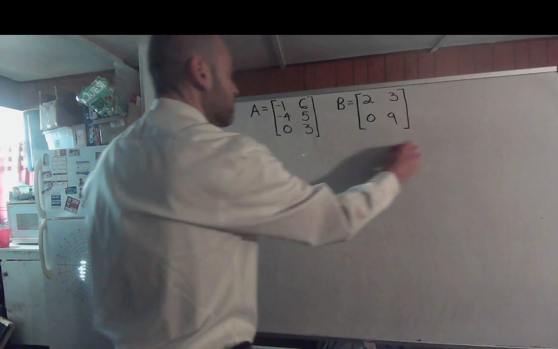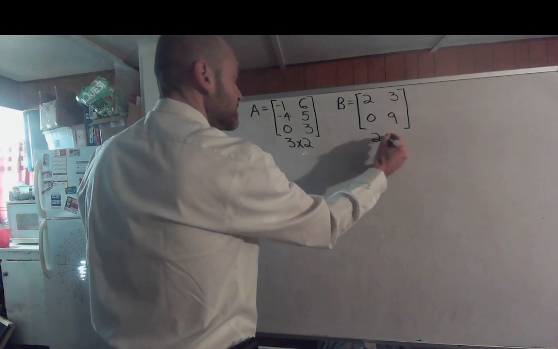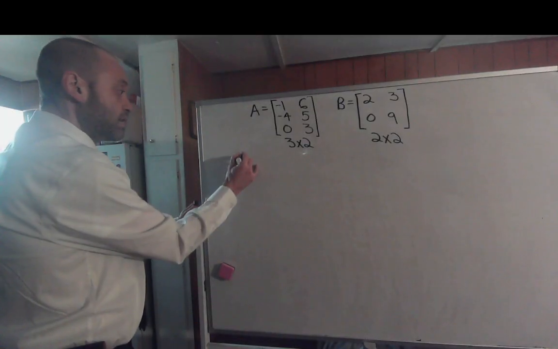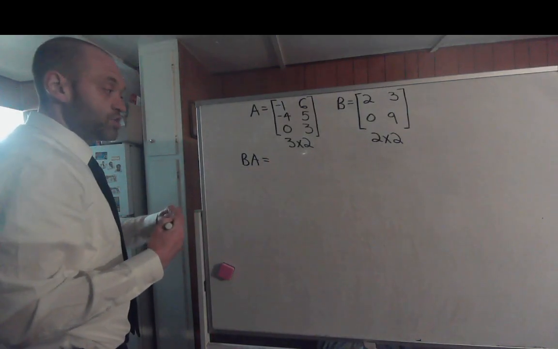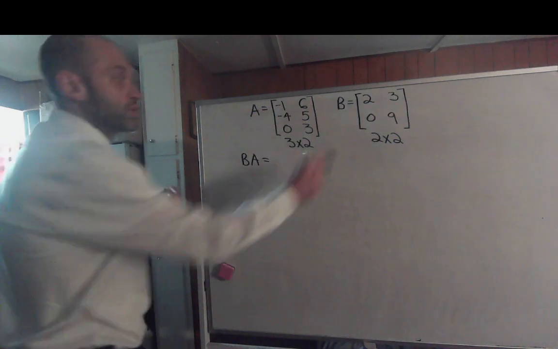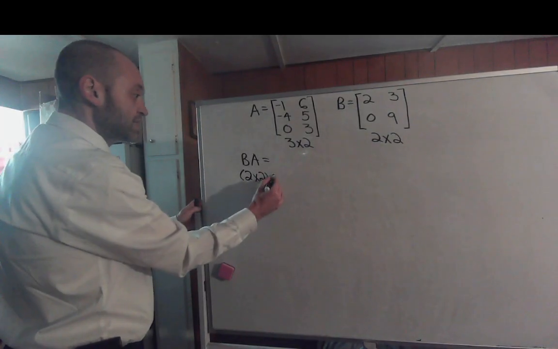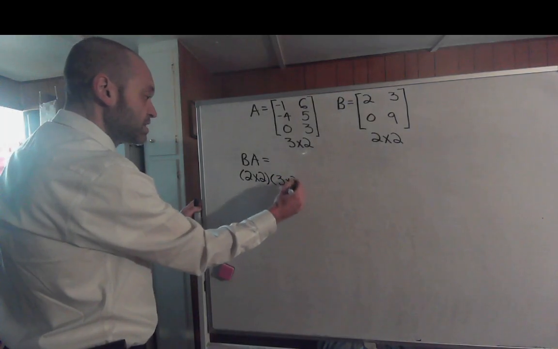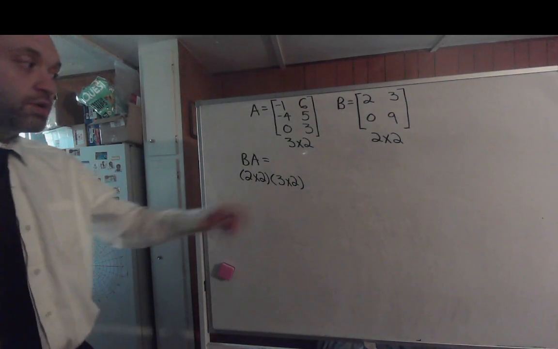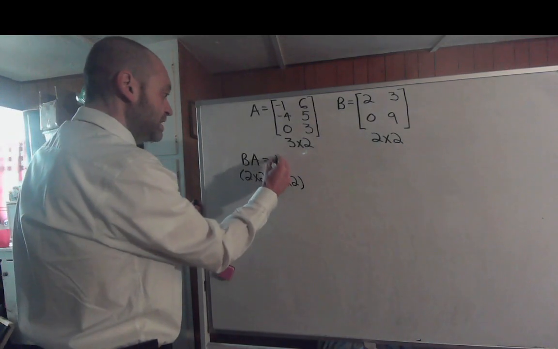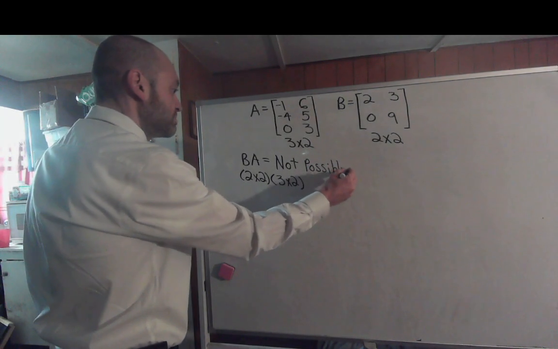I'm going to rewrite the order real quick. So 3 by 2, let's keep the order up. 2 by 2. Let's, of course, now, can we do matrix B times A? That's the big question. Well, matrix B is a 2 by 2 matrix, right? We're going to take a 2 by 2 matrix times a 3 by 2 matrix. Well, the problem is the number of columns in B does not equal the number of rows in A, so matrix B times A is not possible. That will not even be possible.